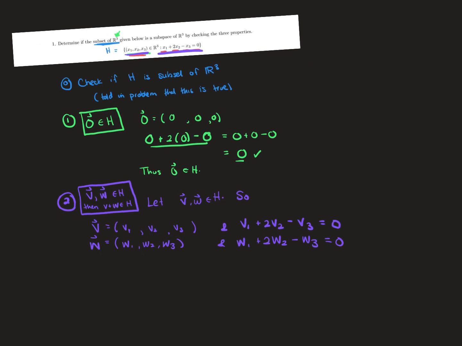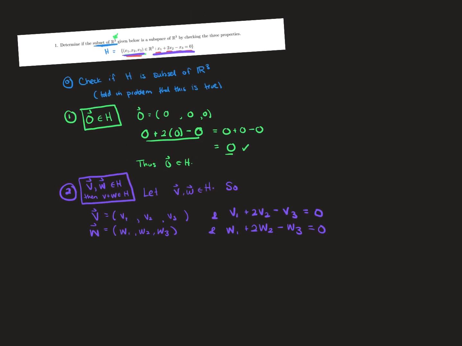Now I want to check that the sum is in the set. So I want to explicitly write down what that sum is. I'll write V plus W equals, and now this is my V vector and this is my W vector, so I have to add those as vectors. I'm going to get V1 plus W1 for the first entry, V2 plus W2 for the second, and V3 plus W3 for the third.